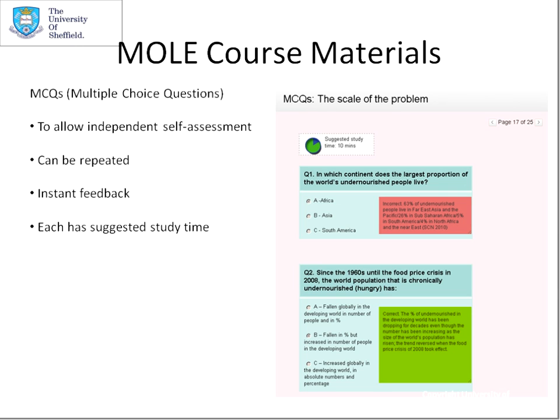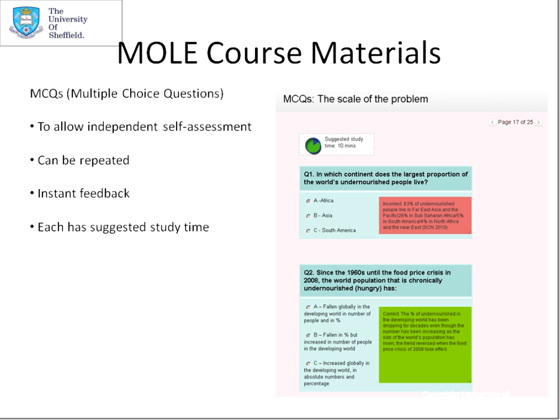This is an example of one of the multiple choice question tests that we use quite a lot in the course. These allow you to self-assess your own learning, and usually we allow you to repeat them. So if you get questions wrong, you get another chance to go back and have another go at the answer. It means you get instant feedback.